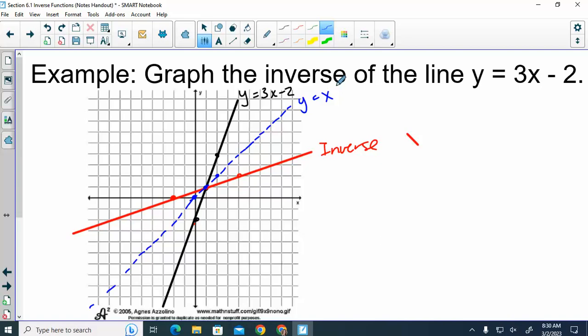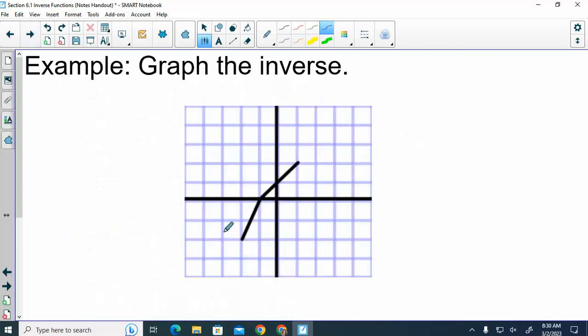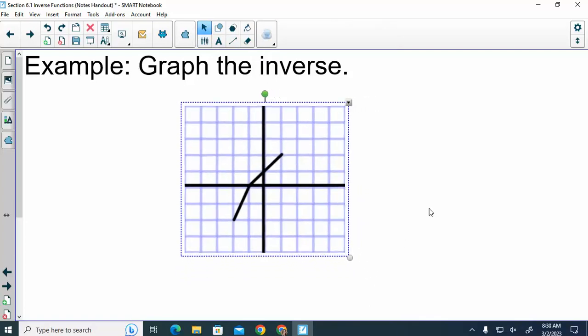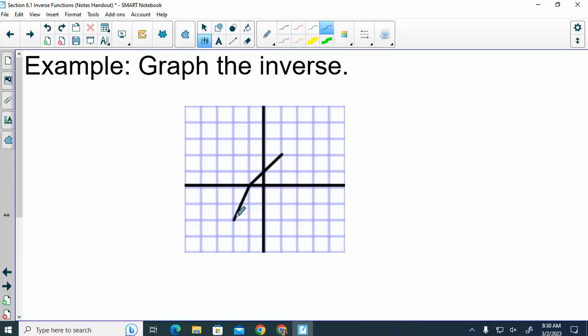All right, so the next slide has a graph drawn. Go ahead and graph the inverse of this. And I apologize, I don't think this graph is perfectly square, so it may not look perfect when you do it, but do your best shot. So find some exact points on here and get your inverse from those.